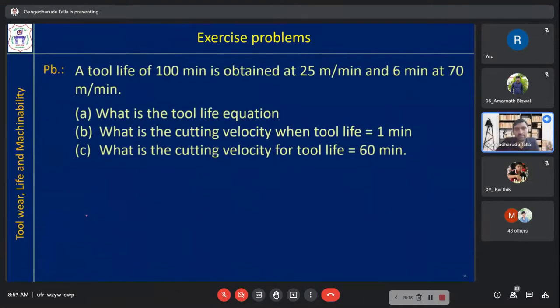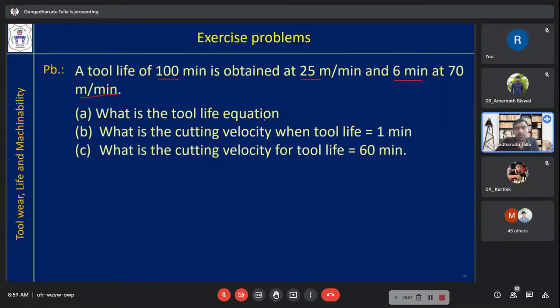Now next problem is this. A tool life of 100 minutes is obtained at 25 meter per minute and 6 minutes at 70 meter per minute. So it is a very straight problem. Tool life is 100 for this 25 meter per minute. So T is given, V is given. Similarly, tool life is 6 minutes at 70 meter per minute.